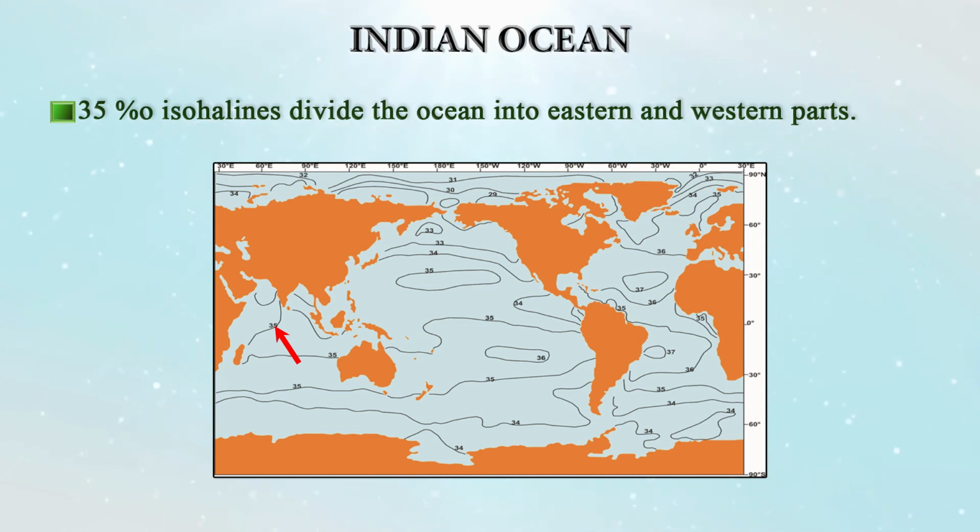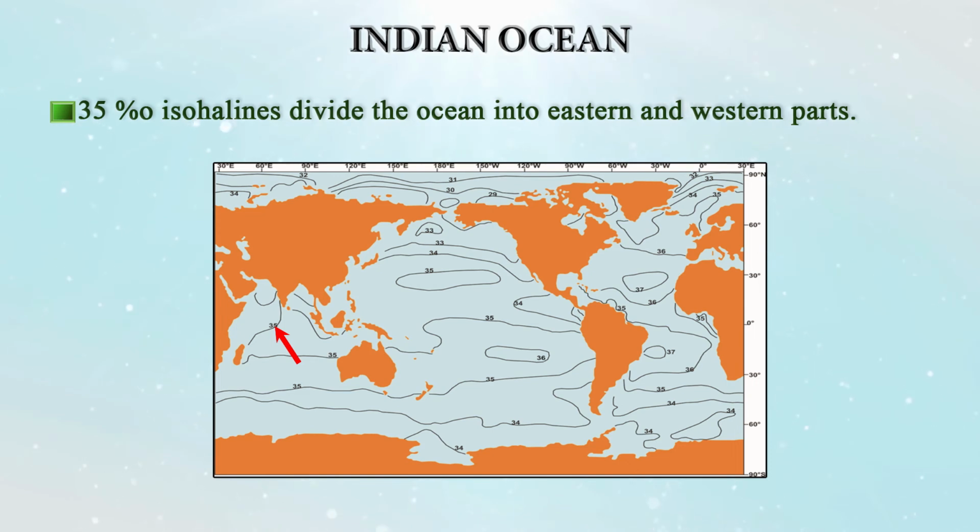So, this is one unique feature you can see very clearly in this map, that below the Indian peninsula, the 35 per thousand isohaline is just straight, connecting there, and it is dividing the Indian Ocean into two parts, the western and eastern part.